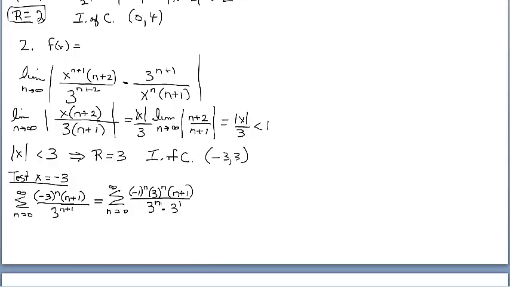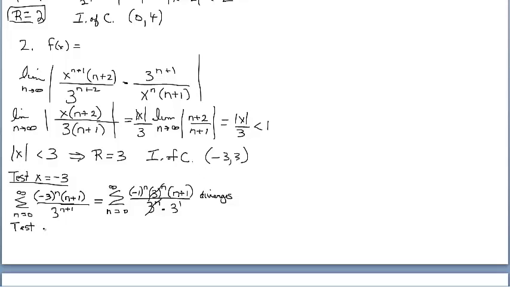Okay, and if we think about cleaning this up, I can cancel these two. Okay, it is alternating. Okay, but we can see that if you take the limit of the nth term, that's going to infinity. So actually, this is going to diverge. So we won't include the left endpoint of -3.